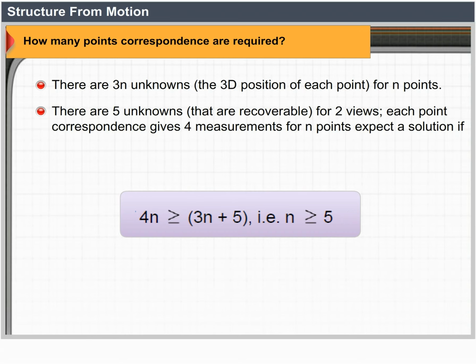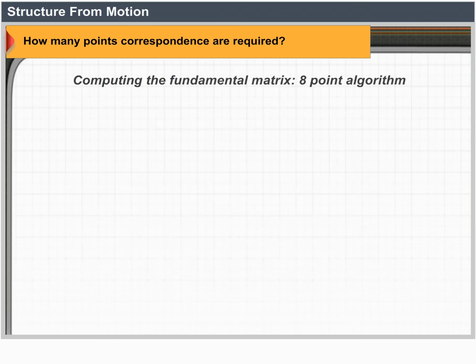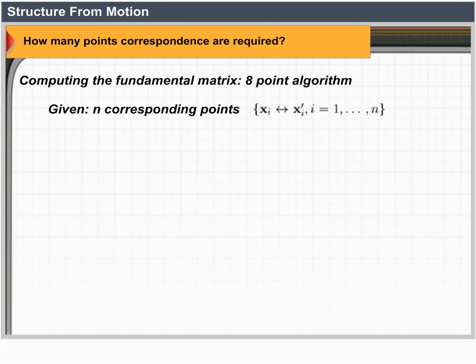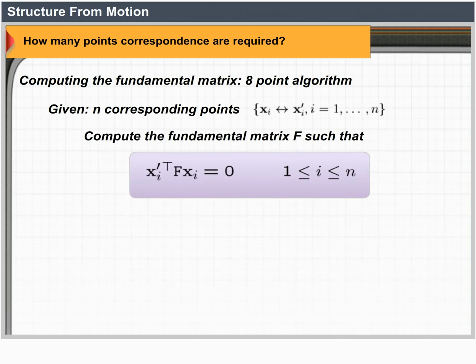Computing the fundamental matrix, 8-point algorithm. Given n corresponding points, xi tends to xi dash, where i equals 1, 2, going up to n, compute the fundamental matrix F such that xi dash to the power T F xi equals 0, where i lies between 1 and n. The solution can be expressed by the following representations.